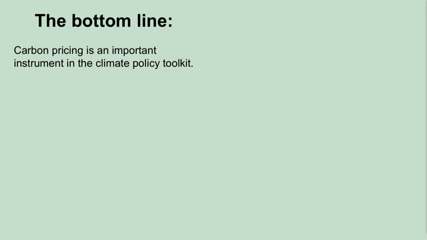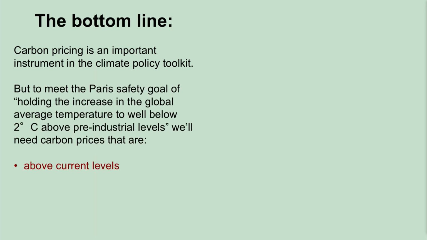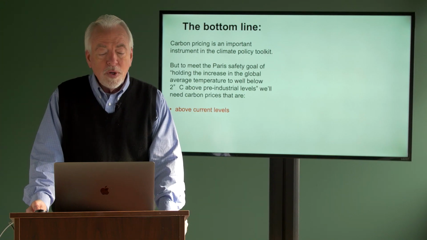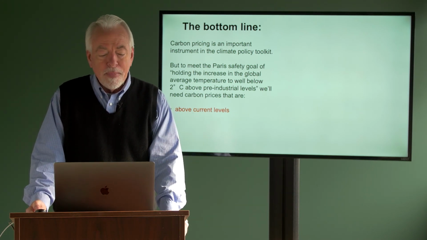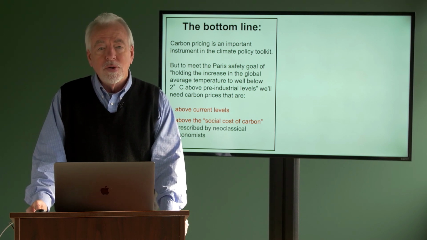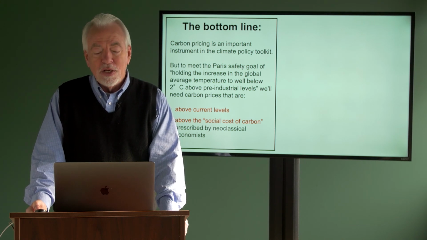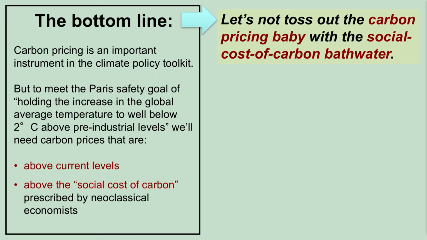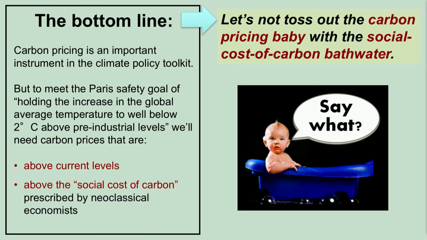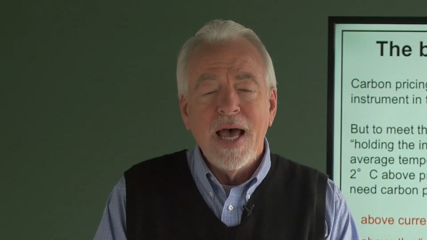So the bottom line is that carbon pricing is a really important instrument in climate policy, but that in order to meet the safety goals of Paris, the goal of holding global mean temperature increases to well below 2 degrees Celsius above pre-industrial levels, we're going to need carbon prices that are considerably above the current levels we see in actually existing carbon markets, and are considerably above the so-called social cost of carbon that's recommended by many neoclassical economists. We're going to need some pretty substantial carbon prices. Let's not throw out the carbon pricing baby with the social cost of carbon bathwater. We need a carbon price, but we need to base it on the safety of future generations and the protection of our planet, not on the efficiency criterion coming out of cost-benefit analysis.